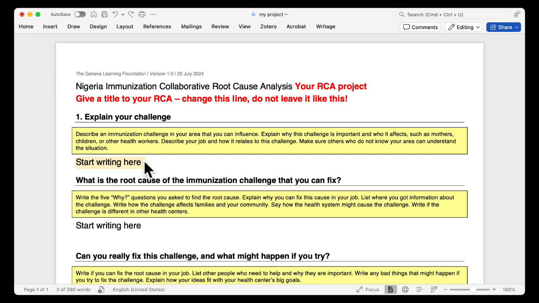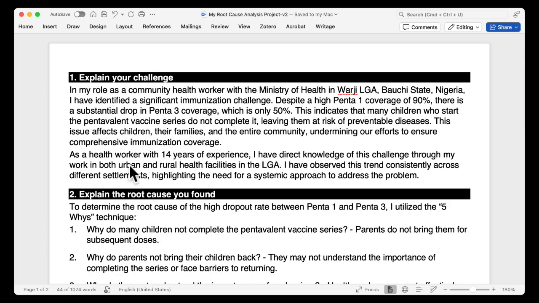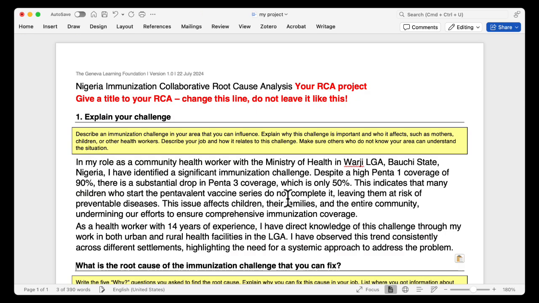So let me do that. And I'm going to say here, here's what I've written. In my role as a community health worker with the Ministry of Health in Warji LGA Bauchi State, I've identified a significant immunization challenge. Despite a high Penta 1 coverage of 90%, there's a substantial drop in Penta 3 coverage. So this is my challenge. Now, here's who it affects. And as a health worker with 14 years of experience, I have direct knowledge of this challenge.